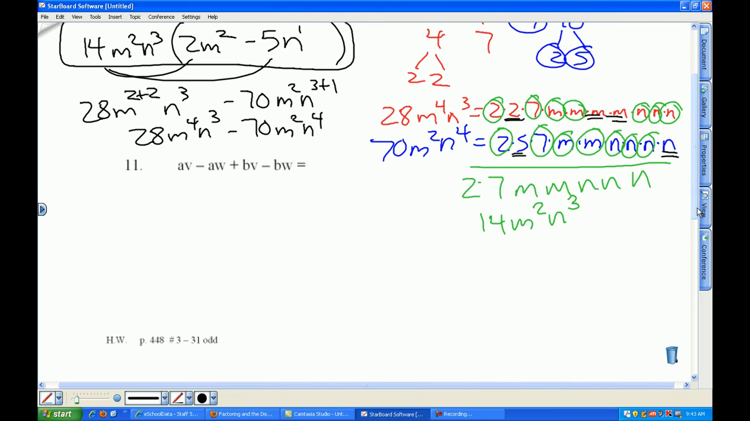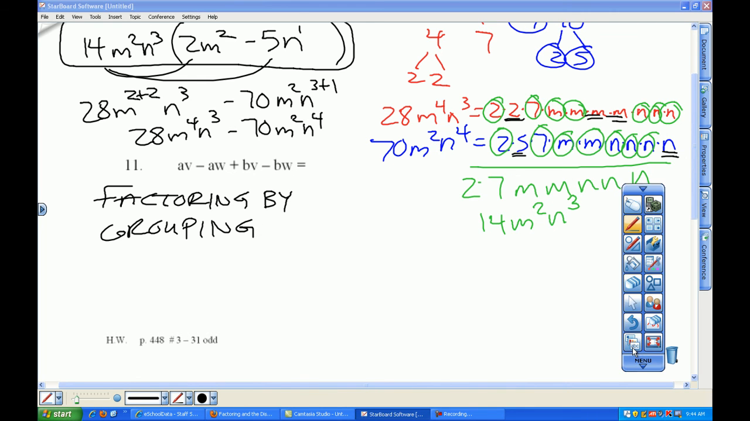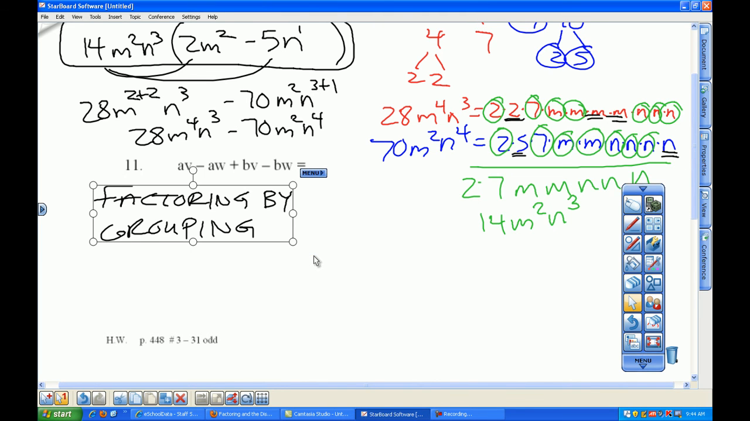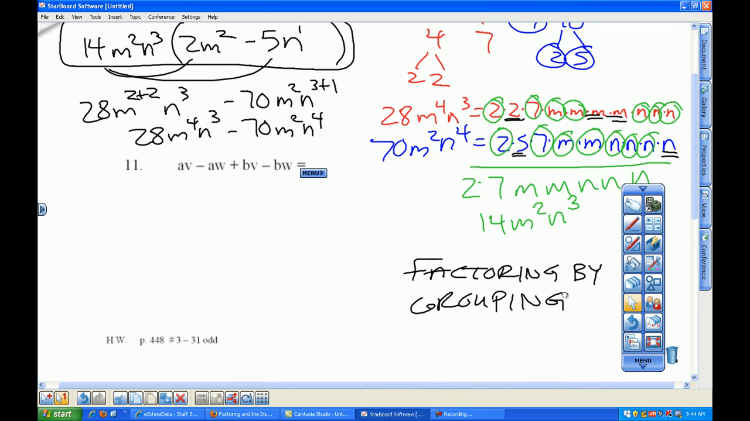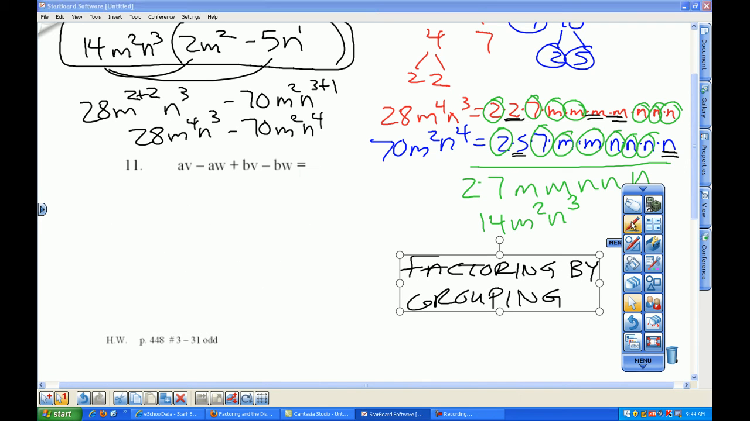Okay. Our last example here is a little bit different. We are going to do something called factoring by grouping, which is a slightly different factoring technique. It still is all about GCFs, but you'll see it's going to look a little bit different. This is going to be a very important technique. So as we're moving forward, we want to master factoring by grouping.